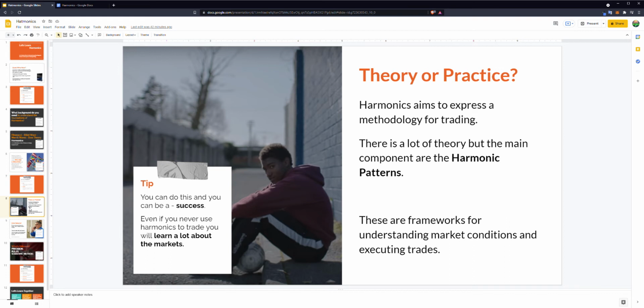Cool. Yeah, totally. And a quick tip for everybody is that you can absolutely do this, and you can be a success. If you've never used harmonics to trade, you'll learn a lot about the markets, even if you just decide to discard this and continue doing what you've been successful doing up till now, or if you'd already started going down a particular route that you were experimenting on.